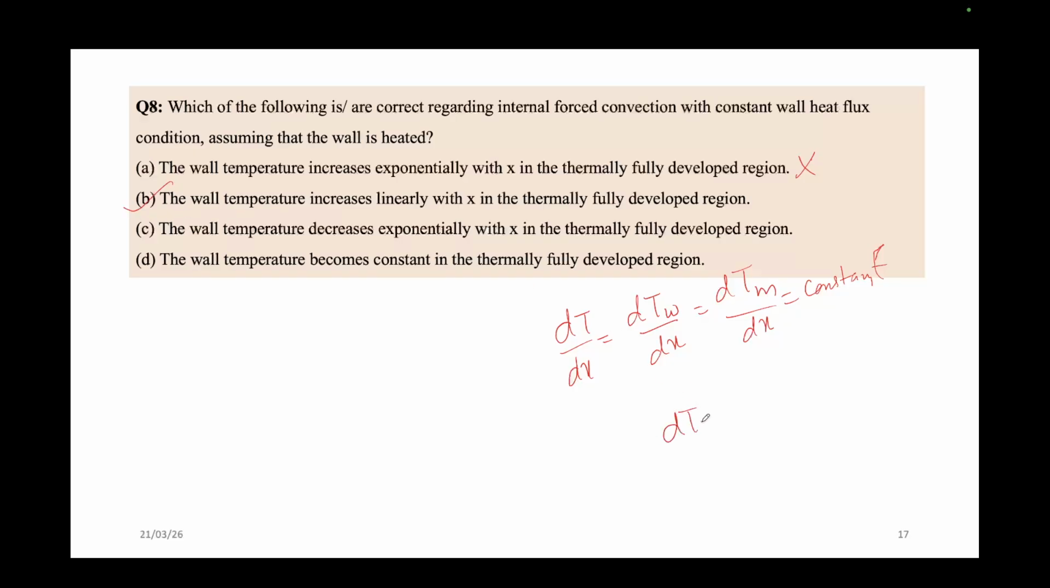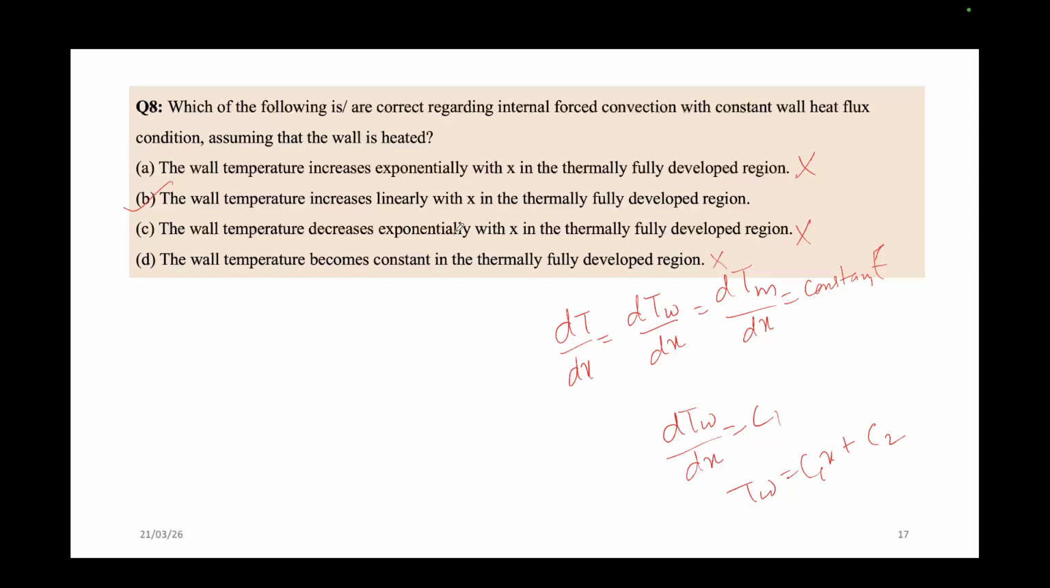Because dTw by dx is a constant C1, so Tw is C1 x plus C2. The wall temperature decreases exponentially: wrong. The wall temperature is not constant because it depends on x. So option B. Very good.